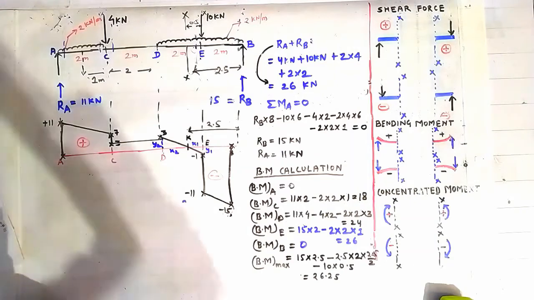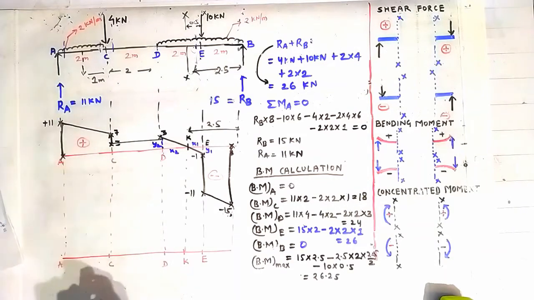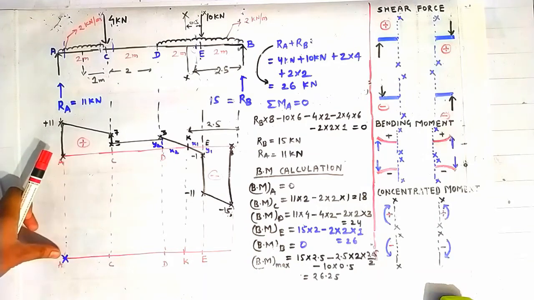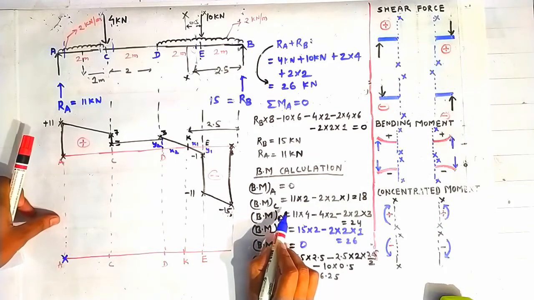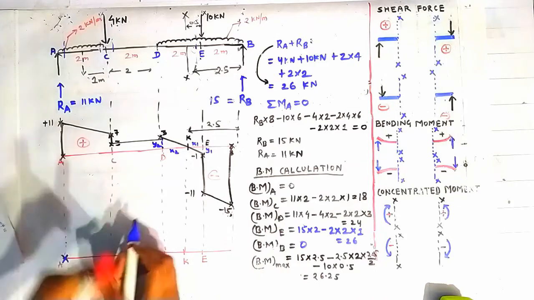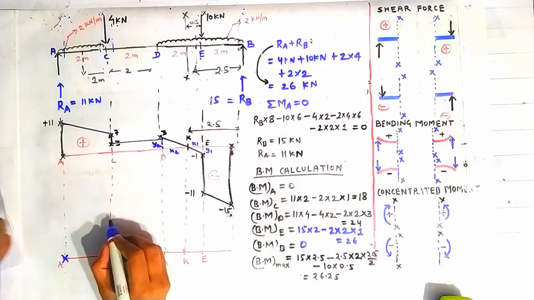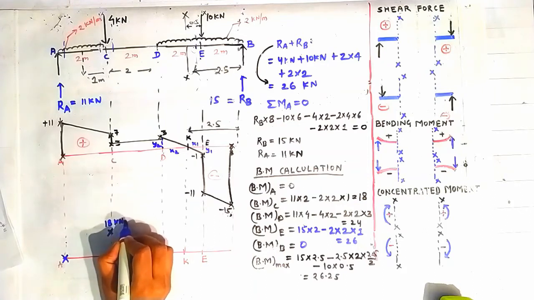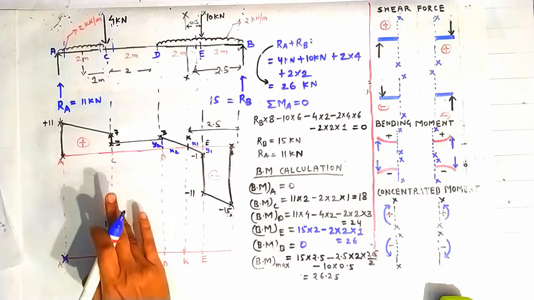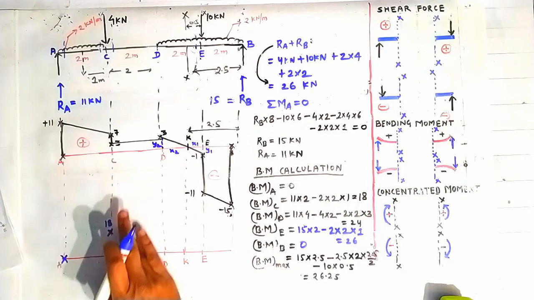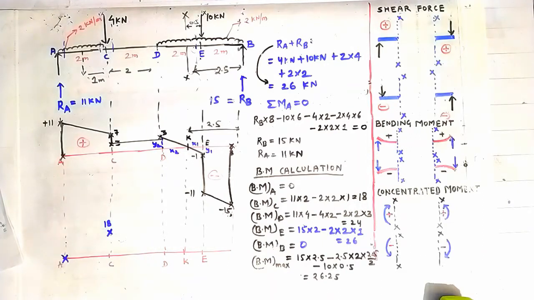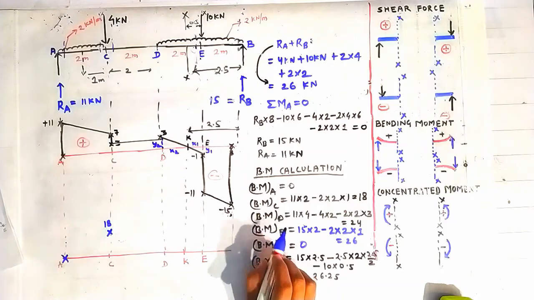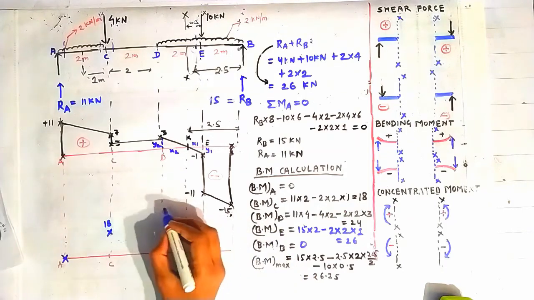Now we will draw the bending moment diagram. The bending moment at the point A is 0, so making a cross here over this point A. The bending moment at C is 18 kilonewton meter, so making a cross here at 18. I'm writing only 18, forgetting the unit. So the bending moment at the point D is 24, so 24 will lie somewhere here.